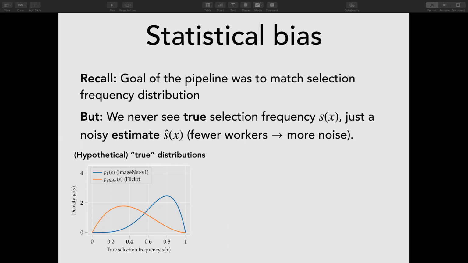Okay, now let's say, pretending that I knew these, I uploaded an image to Mechanical Turk, and Mechanical Turk tells me that it has a selection frequency of 7 out of 10. So we showed 10 workers this image, and 7 of the annotators said, yes, this dog is actually a dog. If this is the case, then what should my belief be about what the true selection frequency of that image is?